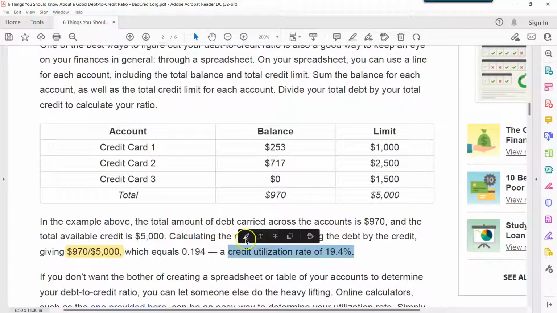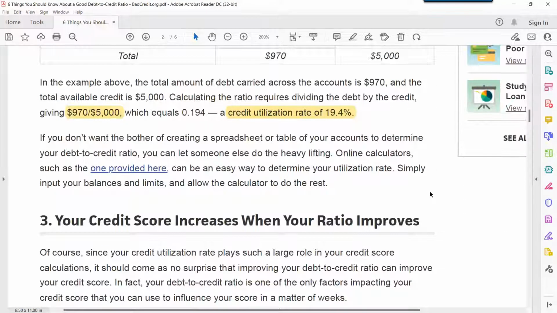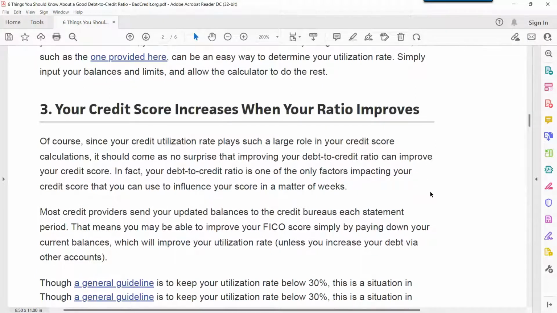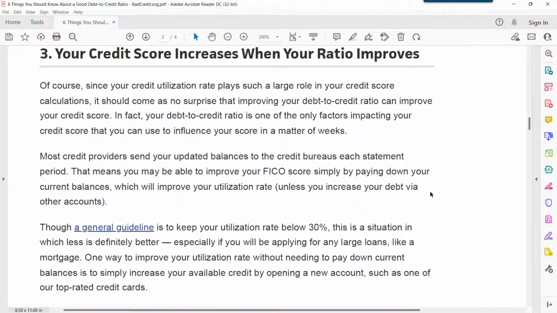All right, so that's very easy. We're just dividing the balance by the limit. How hard is that? All right, let's take a look at number 3. Your credit score increases when your ratio improves. So as your debt ratio goes down, your credit score goes up.